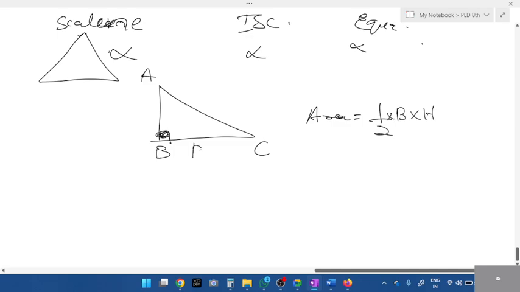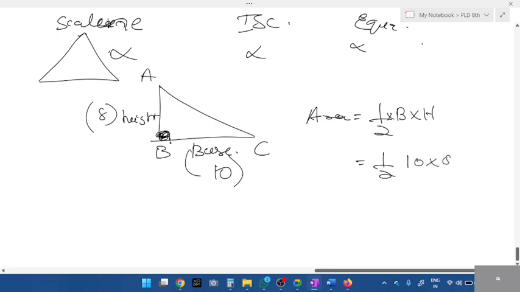Base is BC. This is base. Height means the straight line. Which is the straight line here, AC or AB? AB. So according to this, if base is 10 and height is 8, the answer is half into 10 into 8. This is how you solve. This is a right angle, even this is a right angle.